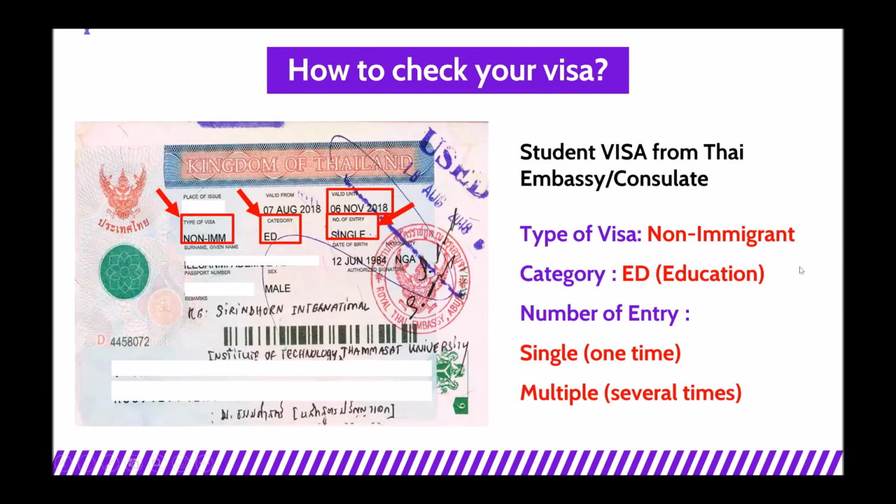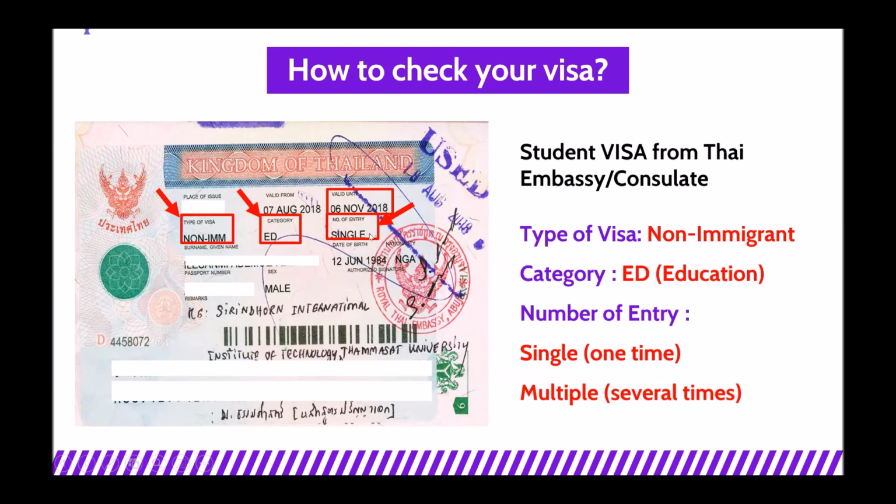Okay, let's go to the next one. If you have a passport with you, I would like you to grab your passport and have a look together. So when you apply for the non-immigrant ED visa from the Thai embassy in your country, you will get this page. The first one is the type of the visa, non-immigrant category ED. So this is only for students. All of you got the non-immigrant ED visa. And you can see the number of entry, which is single.